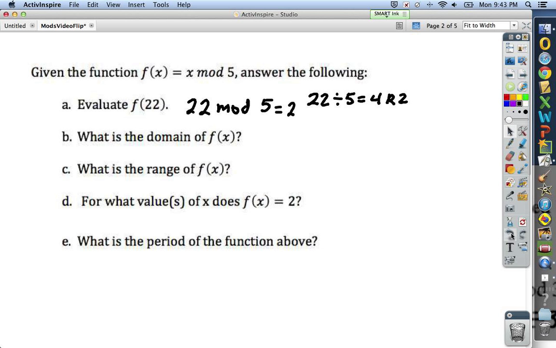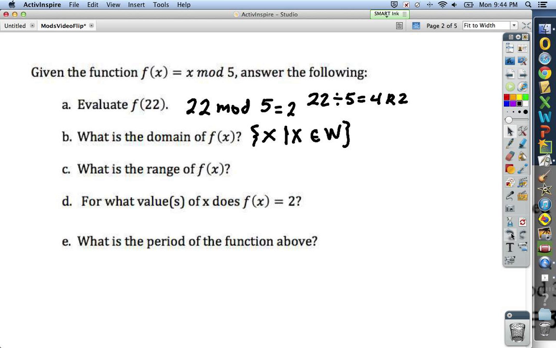What is the domain of this function? Well, for the x's, we're going to be able to put in any value: 0, 1, 2, 3, 4, 5, 6, 7, 8, 9, 10, 11, 12, and so on, which means the set of whole numbers. So we will just say that x is an element of the whole numbers.